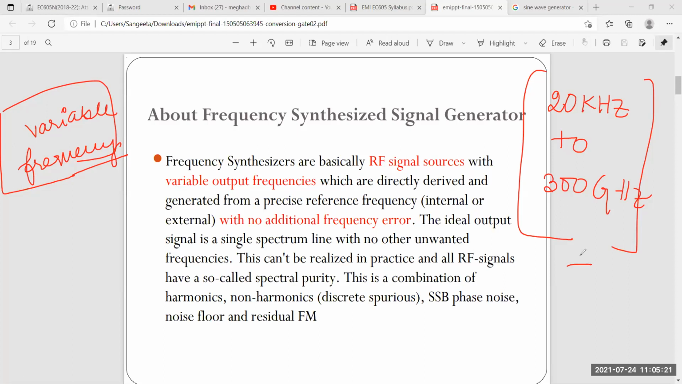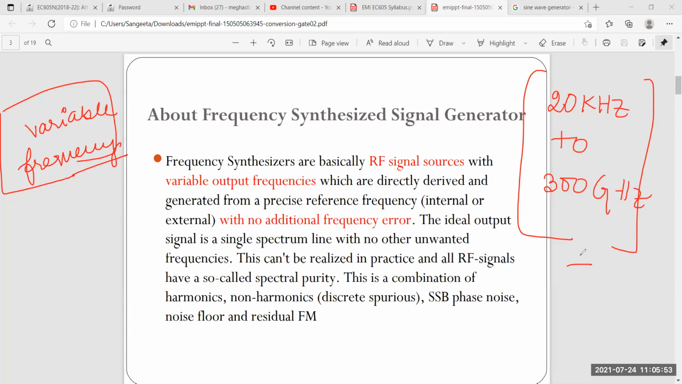So see here, the frequencies are variable, directly derived and generated from a precise reference frequency. Mind it, though the output frequency we are taking is variable, there was a reference frequency, meaning the basic frequency from which they derived the variable output frequency. So the ideal output signal is a single spectrum line with no other unwanted frequencies.